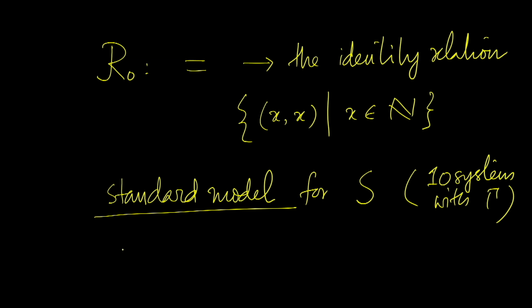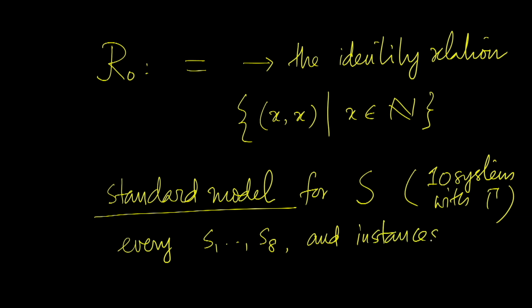We call this a model because we can check that every one of S1 through S8 and instances of S9 are true in this interpretation. That is why we say that I naught is a model for S. So that is an example of a first order proof system with a concrete gamma.